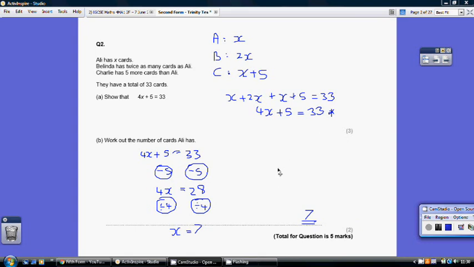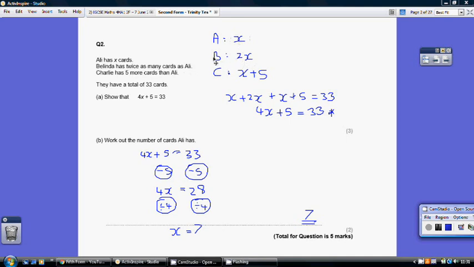Question 2. So a question where we have to construct an equation and then solve it. So let's start constructing an equation to show this. We're told that Ali has x cards. Now Belinda has twice as many cards as Ali. So it doesn't matter how many cards that Ali has, Belinda has 2 times as many. So if Ali had 10, Belinda would have 20, and so on.